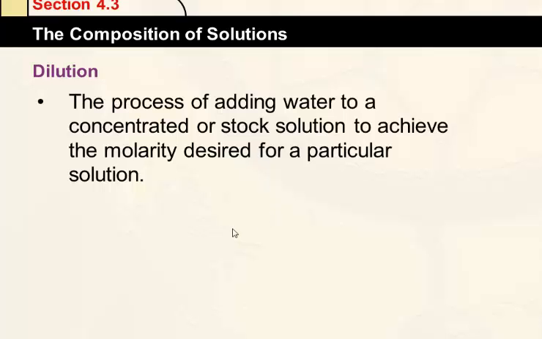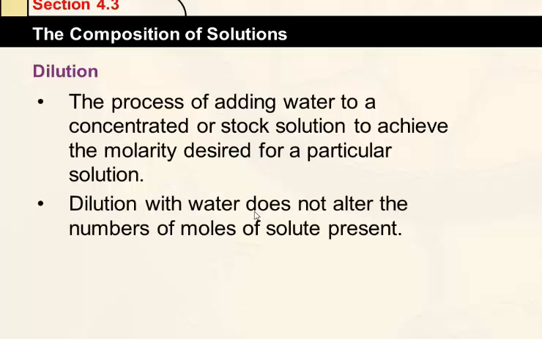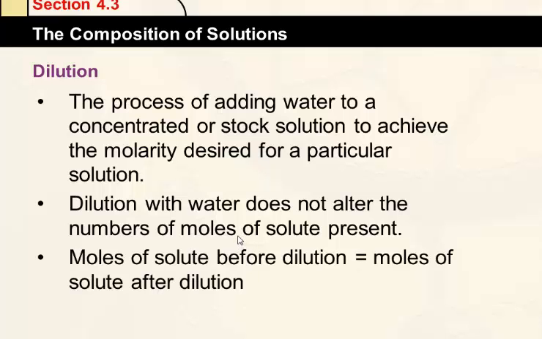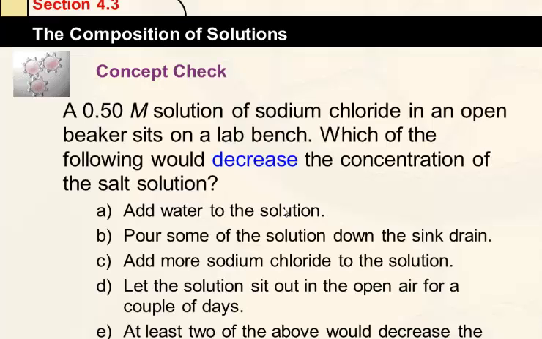Dilution is another thing that we did in the past. That's where we added water to a concentrated solution to bring down the concentration of something. It does not alter the number of moles of something present. We are simply diluting it and making it the same amount of moles in a larger volume of water. The moles of solute before and after are the same, and that's why we use the formula M1V1 equals M2V2.